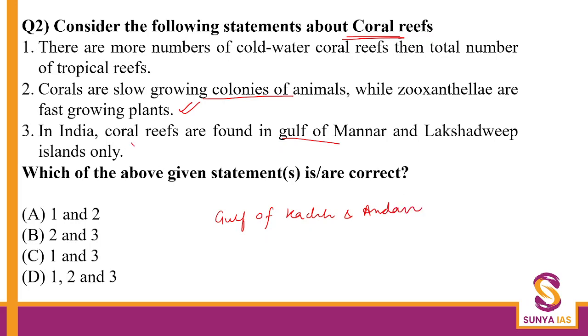So, of course, statement number three would be wrong. If you eliminate statement number three, directly you can get your answer. And UNEP also reports that there are more cold water coral reefs worldwide than the tropical reefs. So, the first is a factual statement, but even if you did not know this, even if you go by statements number two and three, you will get your answer correct.